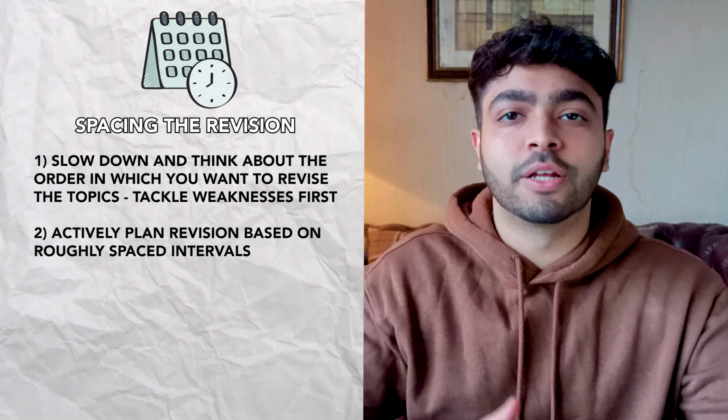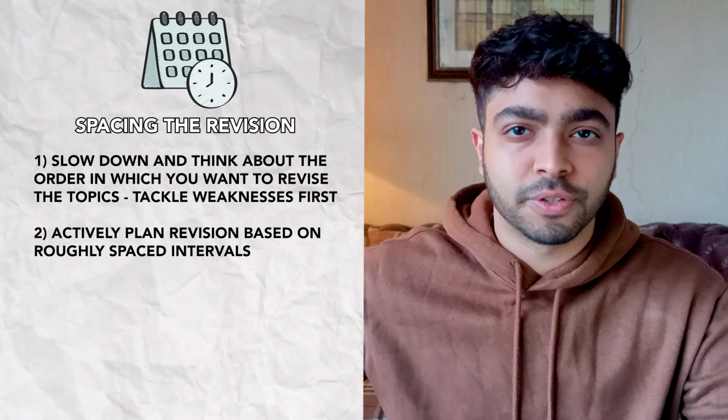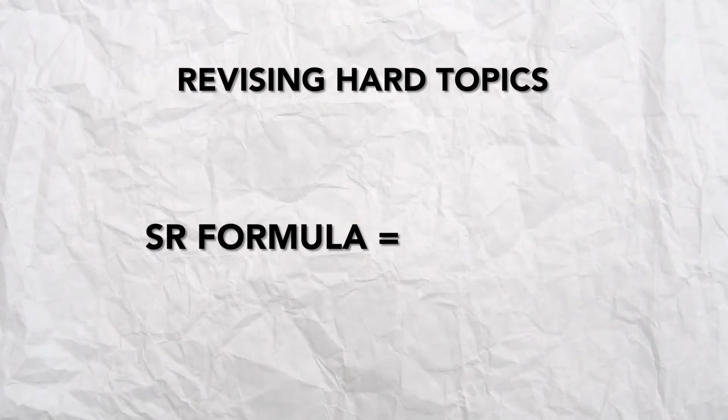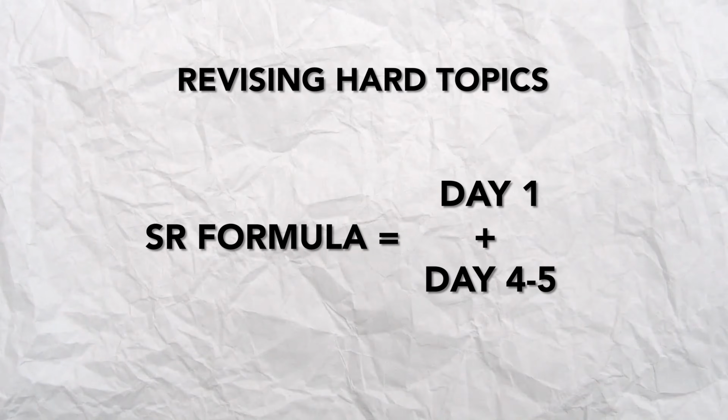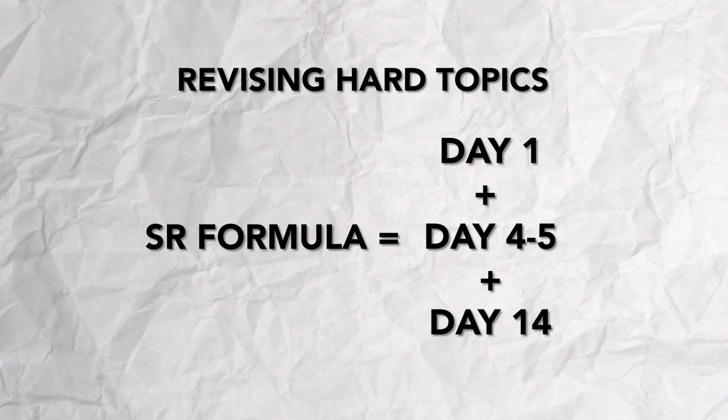Next, let's actively plan the revision based on rough spaced intervals. First, let me tell you my spaced repetition formula, and then let's go through exactly how I'm going to space these revision sessions out, these topics. So listen carefully. My formula is to revise topics on day 1, then do the second revision of the topics on day 4 to 5, and then the third revision 2 weeks later, 14 days. For the easier topics, my aim is usually to even skip that third revision if I can.